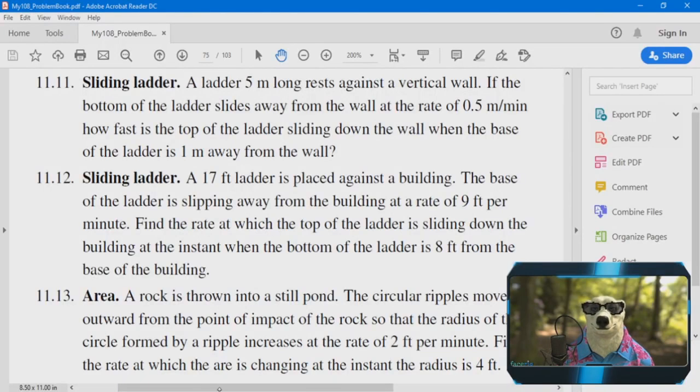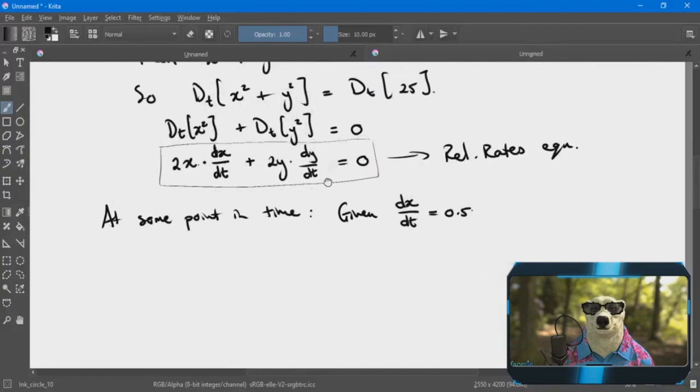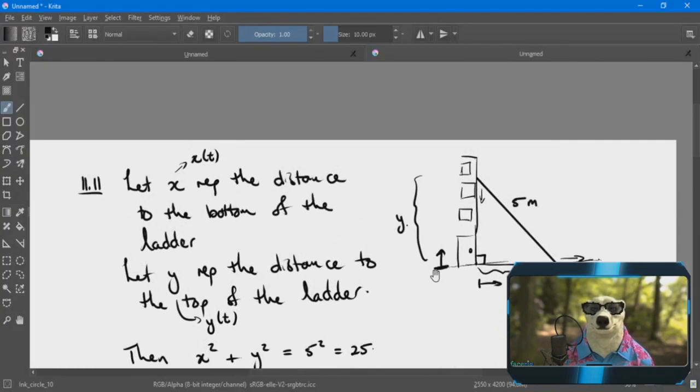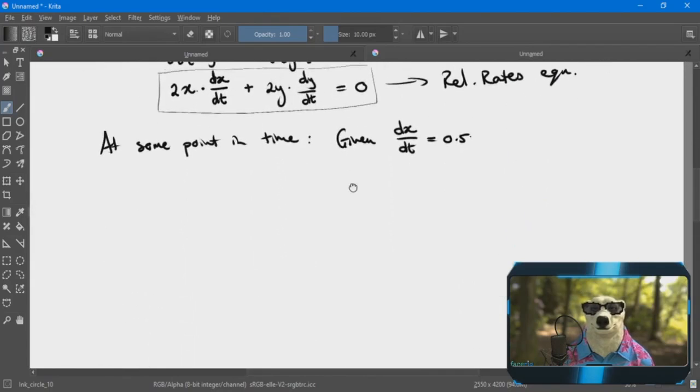What else are we given? We want to know how fast the top of the ladder is sliding down. So that's dy dt. Top of the ladder, y, the rate at which it's changing. So we want dy dt. So in my related rates equation, that's going to be the unknown. So I better have a way to find everything else. What else do they give me?